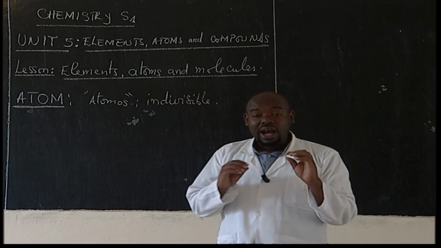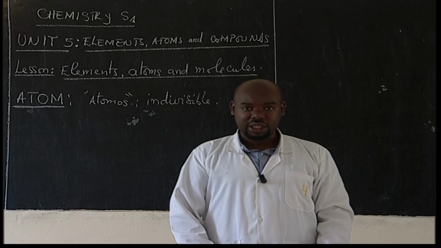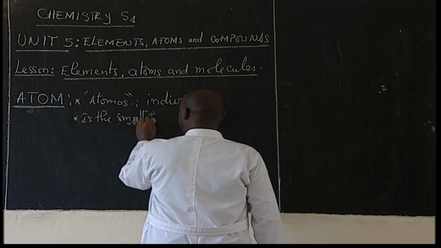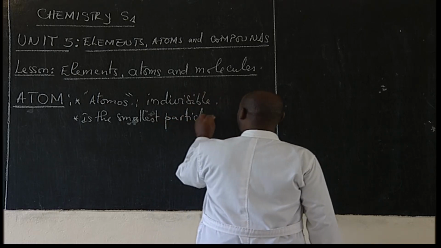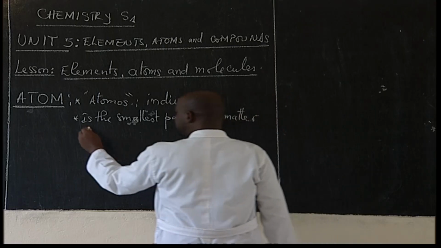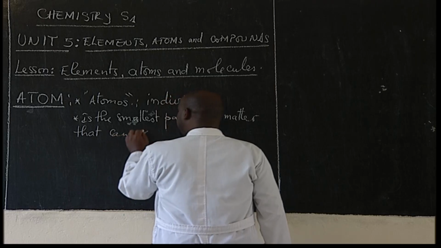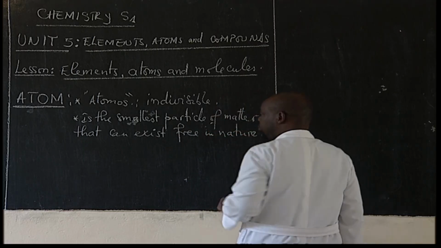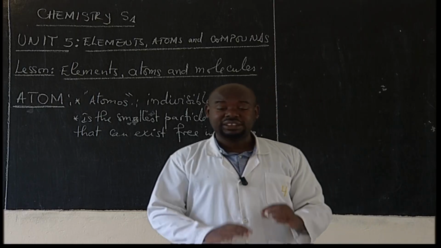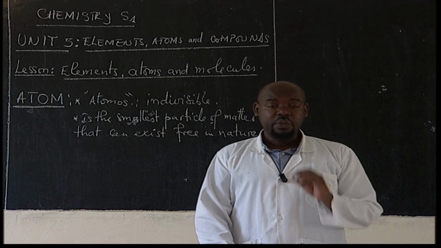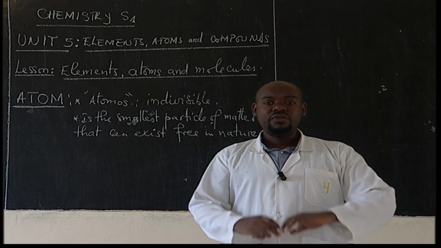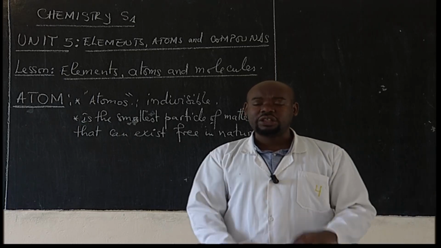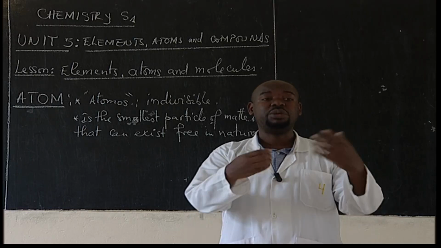And by definition, an atom is the smallest particle of matter that can exist free in nature. It's the smallest particle of matter that can exist free in nature. So what do we mean here? We mean that all materials we know, every type of matter we know, is composed of atoms. So when you join so many atoms, you will end up forming matter, what we know, what can be seen.